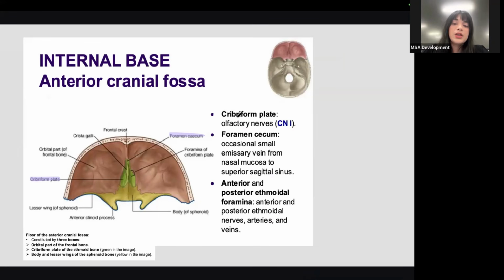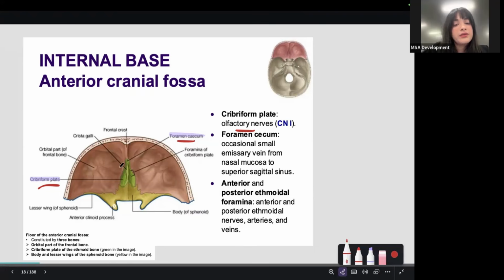It is made up of the cribriform plate, which transmits the olfactory nerves. So as you can see over here, this is a cribriform plate right here. And the foramen cecum, which transmits small emissary veins from the nasal mucosa to the superior sagittal sinus. So this is the foramen cecum at the top. And then it also has anterior and posterior ethmoidal foramina. So this transmits anterior and posterior ethmoidal nerves, arteries, and veins.